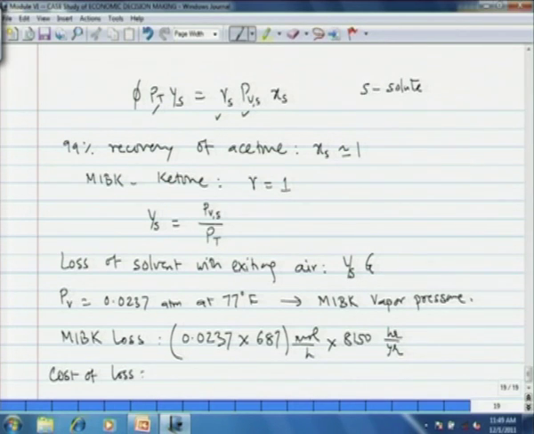Okay. And then the cost of this loss will be the cost of MIBK, $35 per mole, into 0.0237 into 687 into 8150. So, that comes out to be something like $4.6 million or $4.4 million.